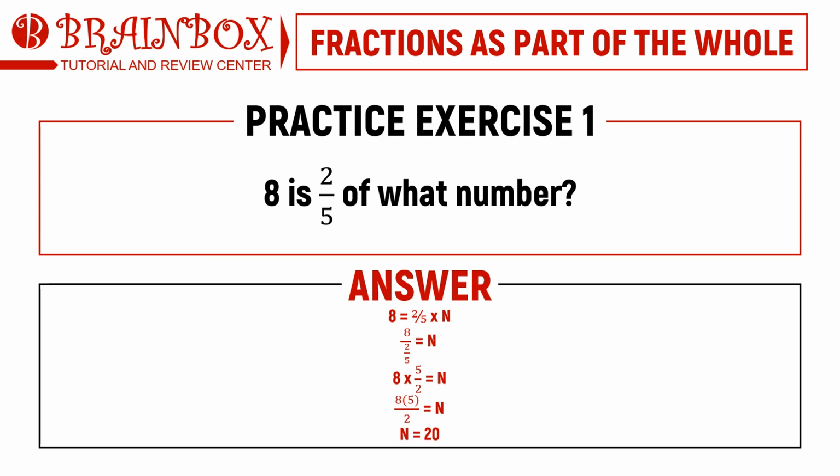Time is up. The correct answer is 20. Here, 8 is the part, 2/5 is the fractional part, and we are to solve for the whole. The mathematical equation that we would get is 8 is equal to 2/5 times n. To isolate n, we need to transpose 2/5 to the other side. We get 8 divided by 2/5 is equal to n. Applying the rules of dividing fractions, we get 8 times 5/2 is equal to n. Thus, we get 8 times 5 divided by 2. From here, we get n equals 20.